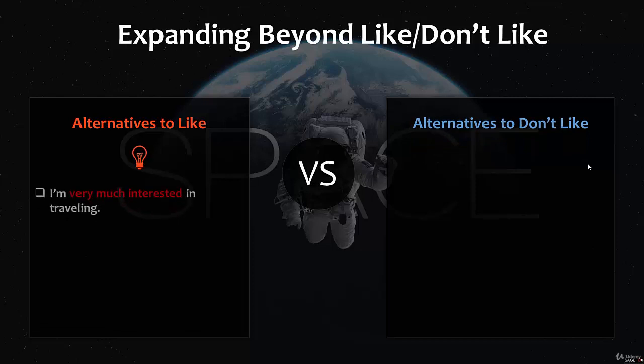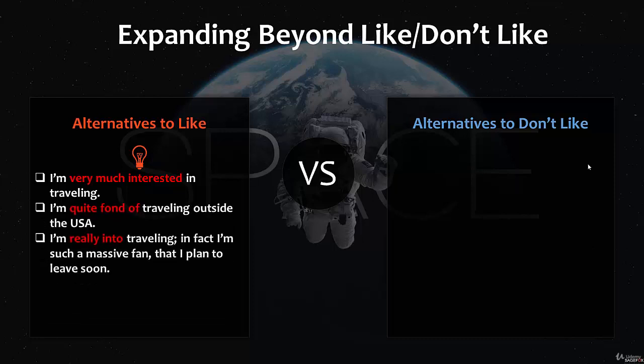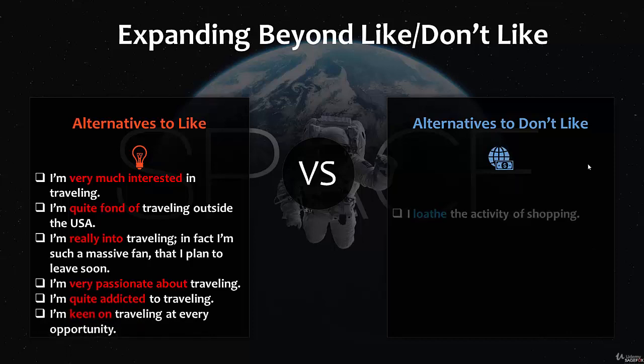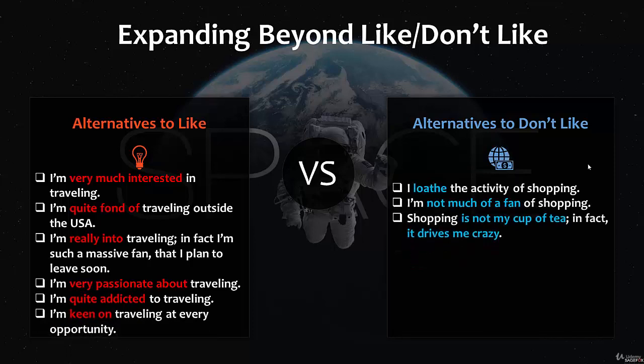Expanding beyond like and don't like. A lot of the questions, especially on part 1, are going to ask you about, do you like reading? Do you like music? Do you like to go shopping? But you can't always just say like, don't like, don't like. There are many different ways to say it. I'm very much interested in traveling. I'm quite fond of traveling outside the USA. I'm really into traveling. I'm very passionate about traveling. I'm quite addicted to traveling. I'm keen on traveling at every opportunity. All those are different ways you can say like.